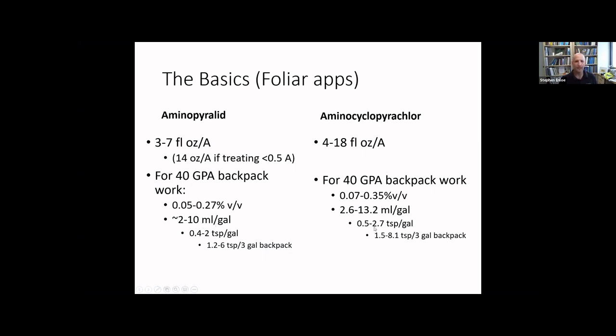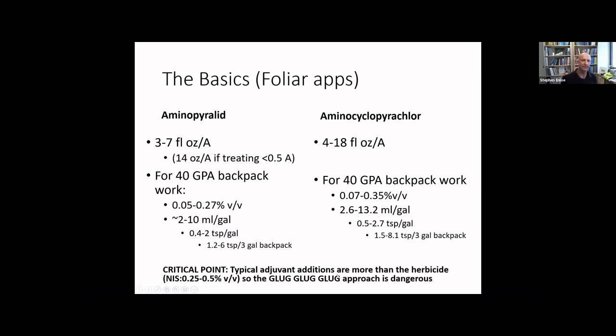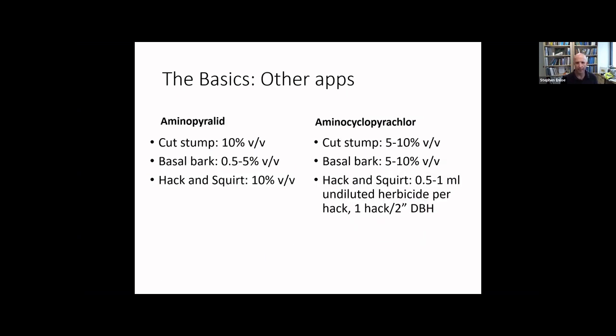For Method, just slightly more than that, 2.6 to 13.2 mils per gallon in a lot of cases. All right, guess what? That's less herbicide than the surfactant you're typically adding into the tank, a non-ionic at 1/4 to 0.5%. So the glug, glug, glug approach to mixing, it's absolutely critical you don't do this, okay? Get some syringes, get ways to measure this when you're doing backpack filling with either of these herbicides.